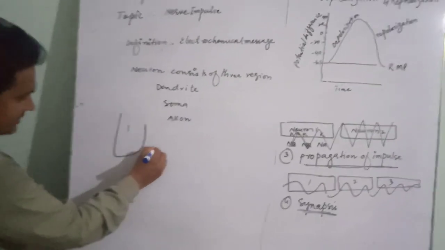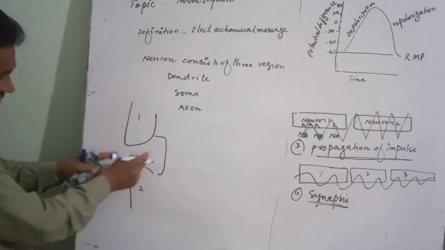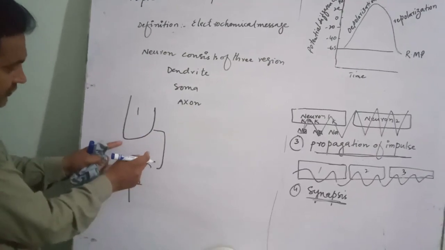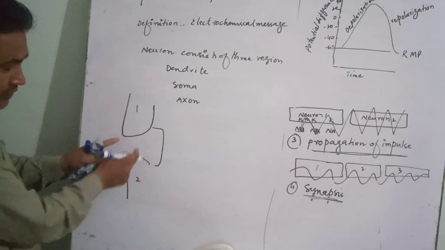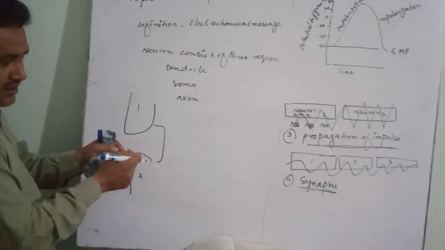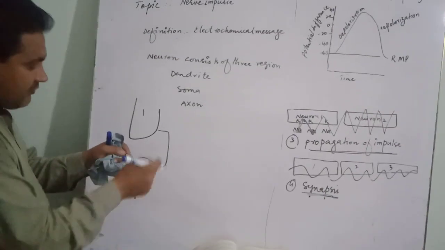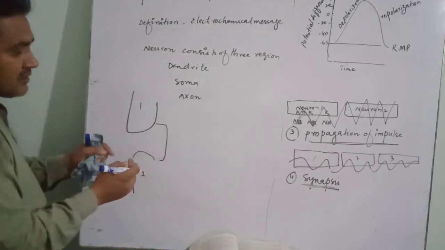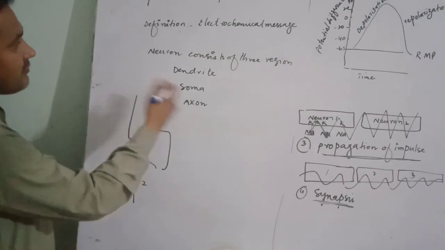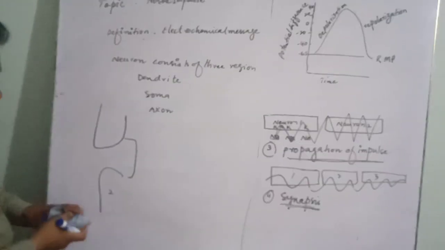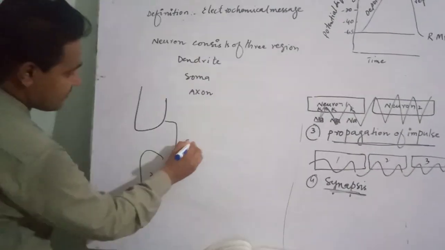This fusion of two neurons is called synapses. When two neurons fuse, they remain together for what purpose? For the electrochemical message. This is called synapses.